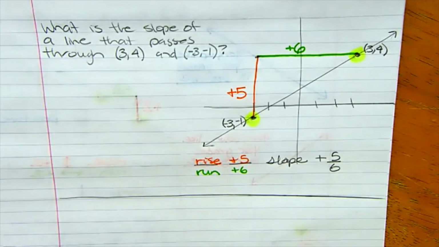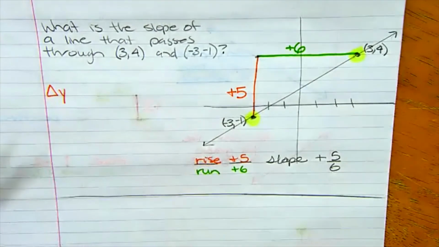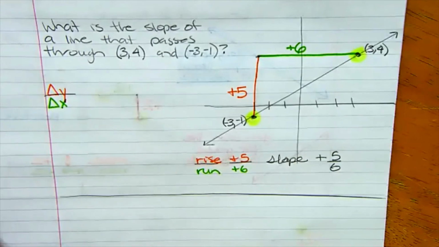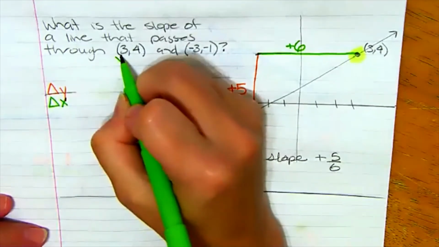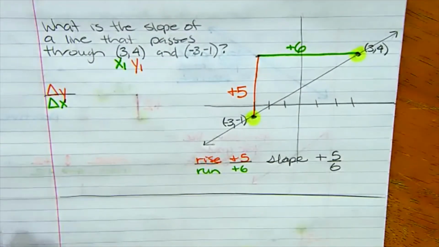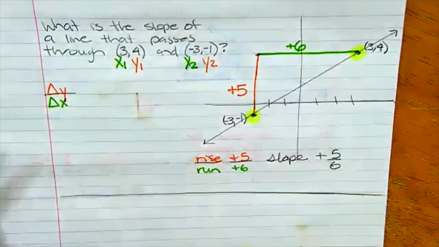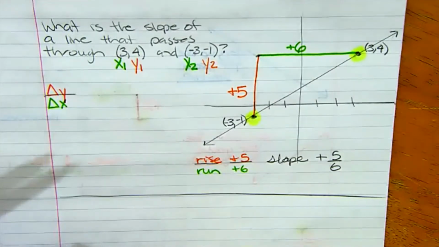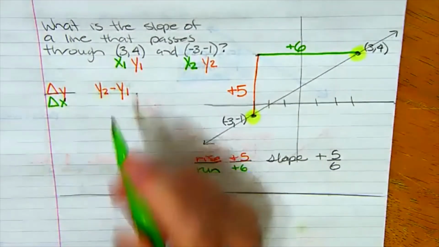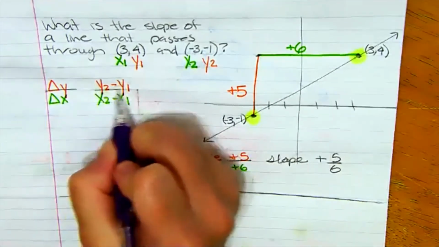The other way is to know that it's change in y over change in x. So I need to label these guys. x1, y1, x2, y2. So this is y2 minus y1 over x2 minus x1. Now it's basic substitution.